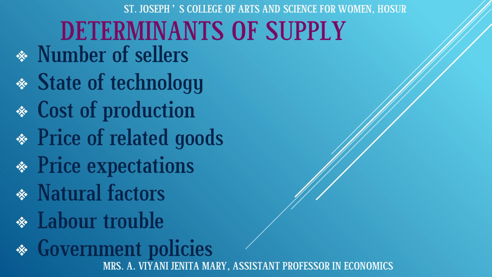The next one is government policies. The different policies of government, such as fiscal policy and industrial policy, have a greater impact on the supply of a product. For example, an increase in tax on excise duties would decrease the supply of a product. If the tax is low, then the supply would increase. So these are the determinants, or the factors affecting the supply.